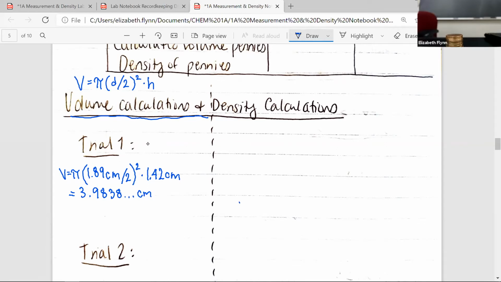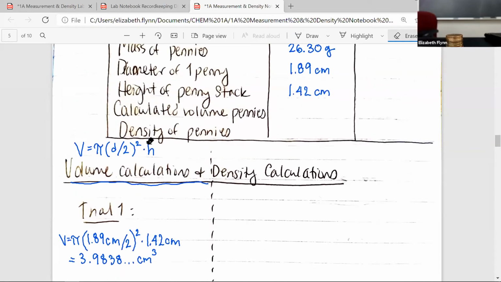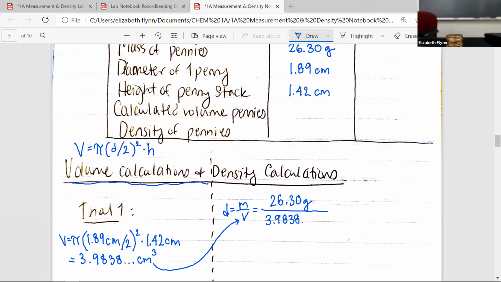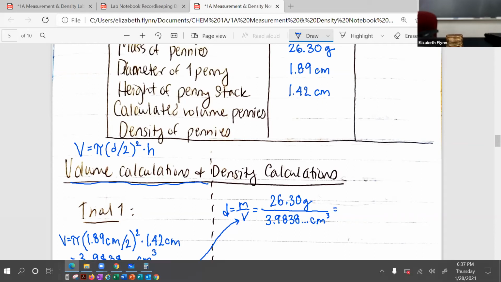Right, cubic centimeters, which makes sense. That is a unit of volume. And now for the density calculation. Density is equal to the mass over the volume. We're going to take this volume, and we're not going to round it yet. We're going to keep it long in our calculator. We're going to divide the mass, 26.30 grams, divided by 3.9838 cubic centimeters in our calculator here.